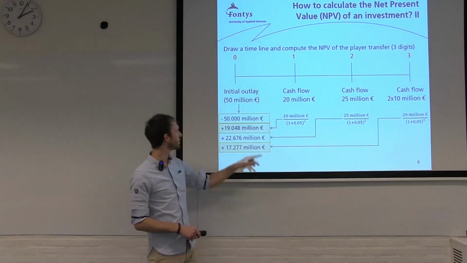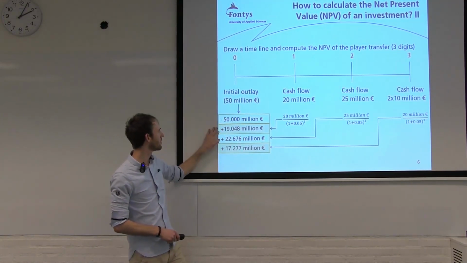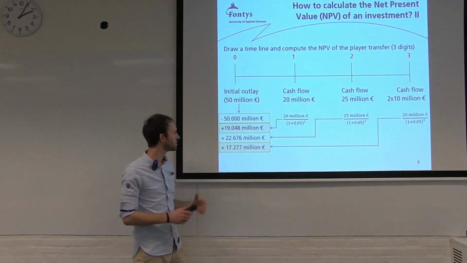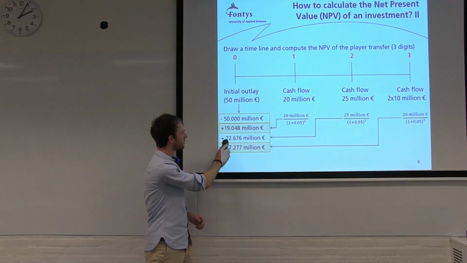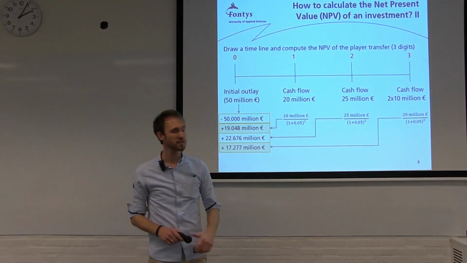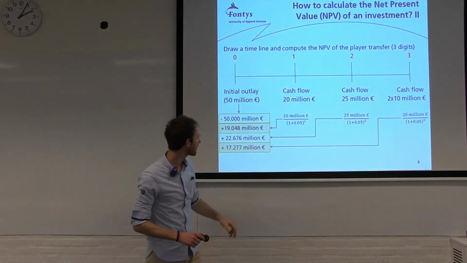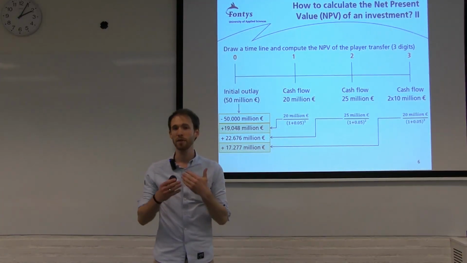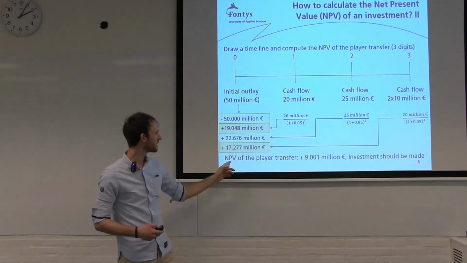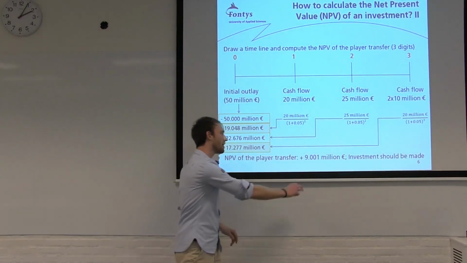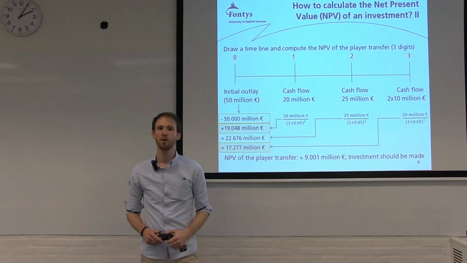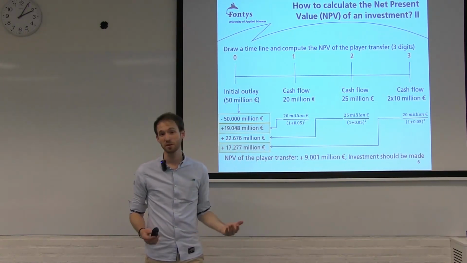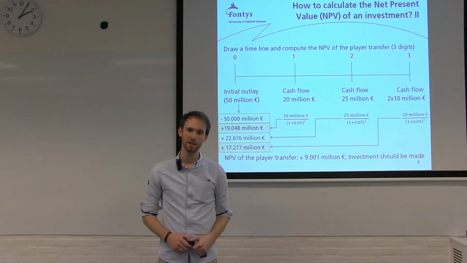So if we do this, we see the 50 million stays 50 million. The 20 million goes to 19.048. The 25 goes to 22.676, and the 20 million becomes 17.277. And if we solve that calculation now, we see the net present value of the player transfer is a positive 9.001 million euro. And since it's positive, the investment should be made.